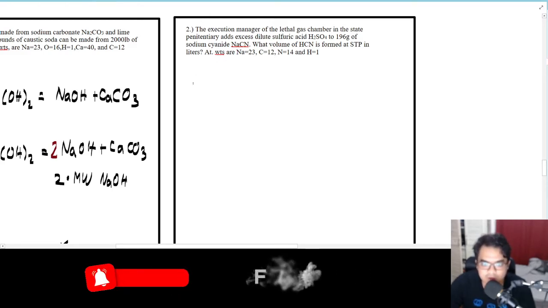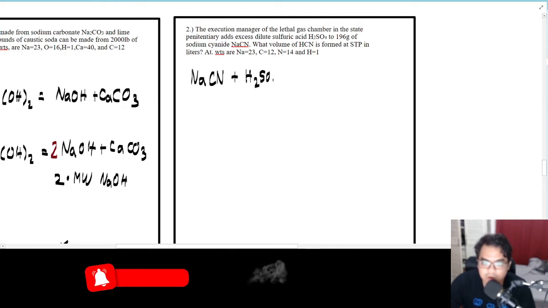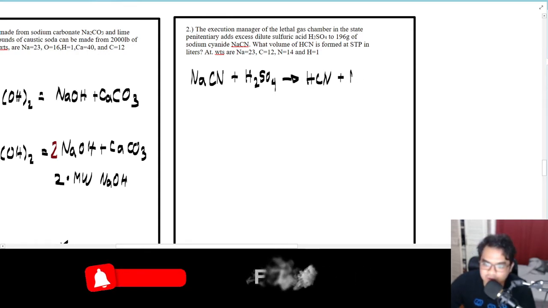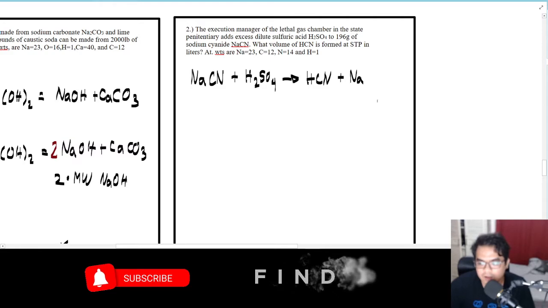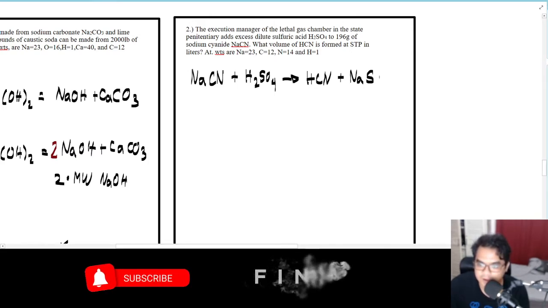So what happens here is we have NaCN, right, and then plus H2SO4. And then we are asked to find what volume of HCN. So again, we have to somehow balance this one. You can see on the left side we have Na, so we don't have any Na on the right side. So let's add Na here, and then SO4, right? Okay, we add here again.